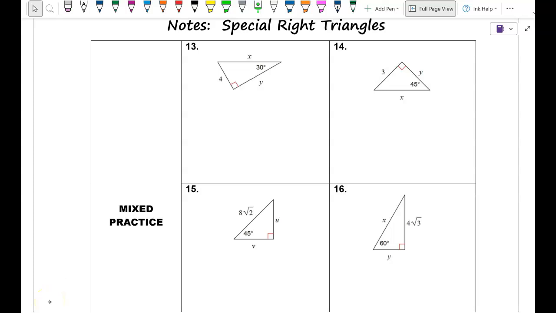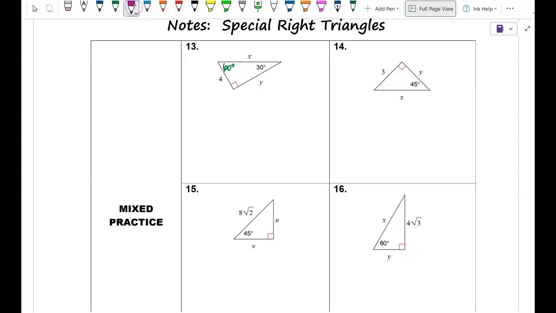So number 13, we have a 90-degree angle and a 30-degree angle. So what has to be the measure of the other angle? If they have to add up to 180, and we already have 90 and 30, the other one has to be 60 degrees. So I have a 30, 60, 90 right triangle.